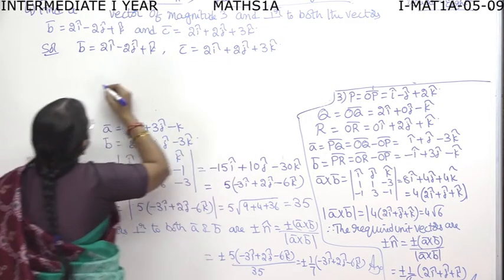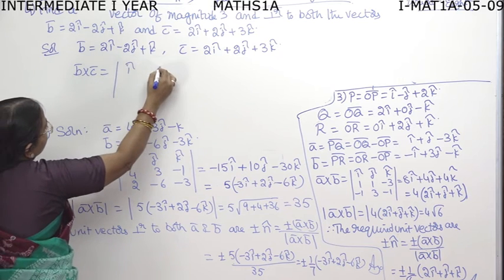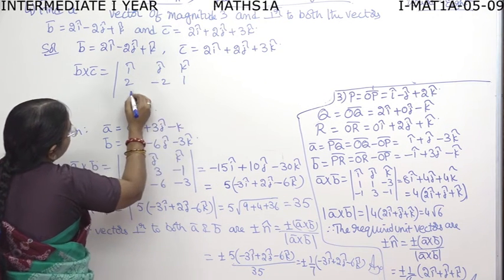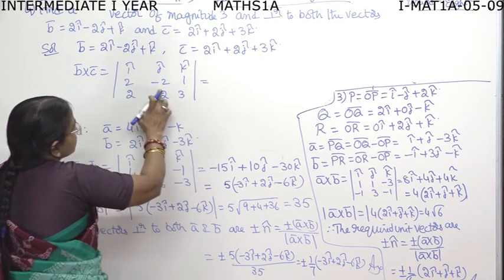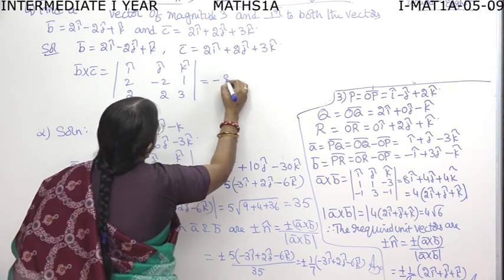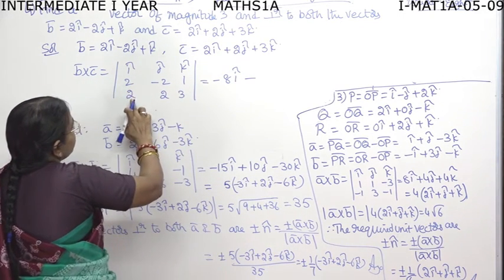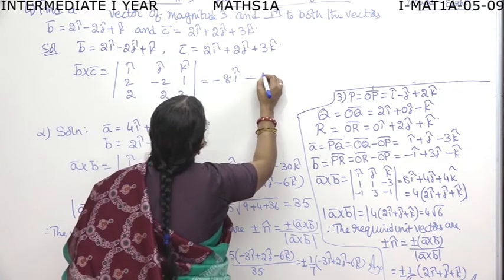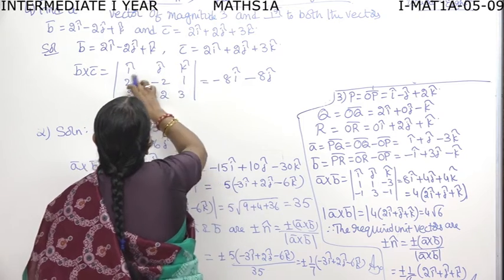So find b cross c. B cross c is equal to the determinant of i, j, k, then 2, minus 2, 1, and then 2, 2, 3. Find the determinant. So it is minus 6, minus 2, minus 8. Minus 8i. Minus j into, this is 4 plus 4, 8. So 8 minus 8j, and then k into, delete the row and column.